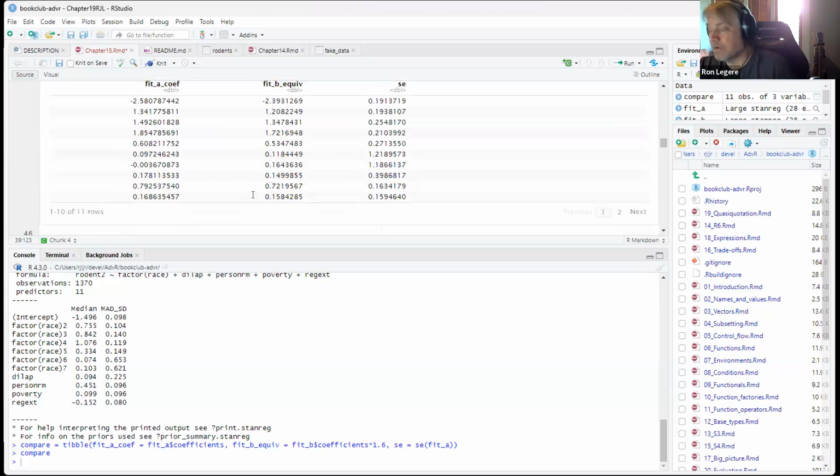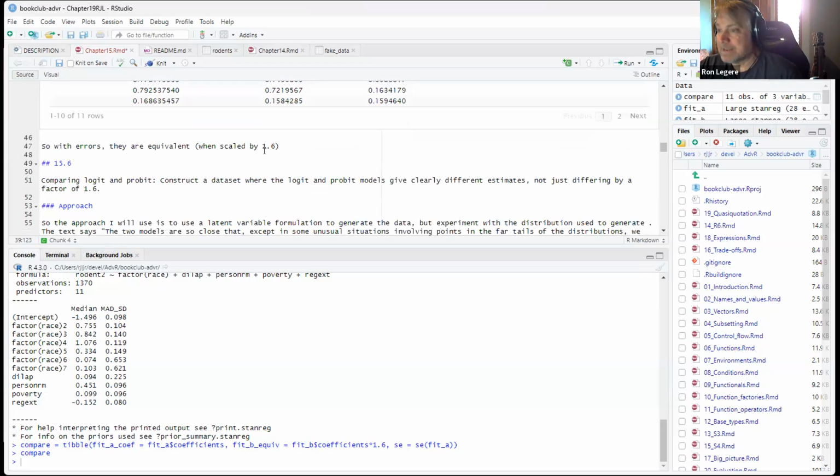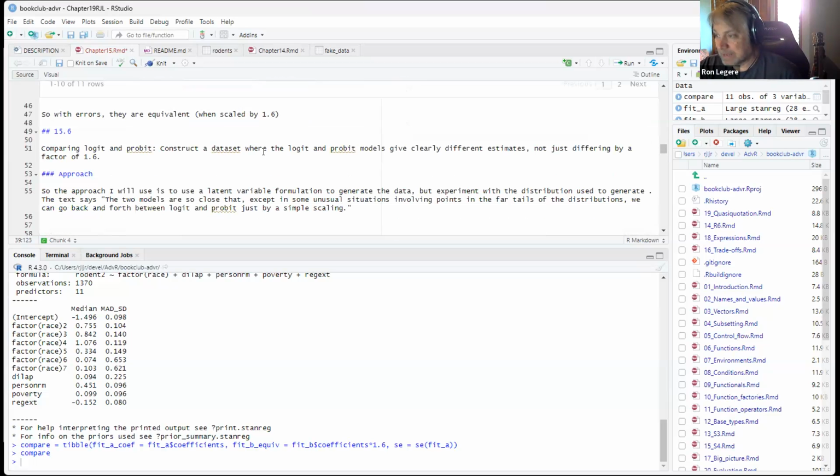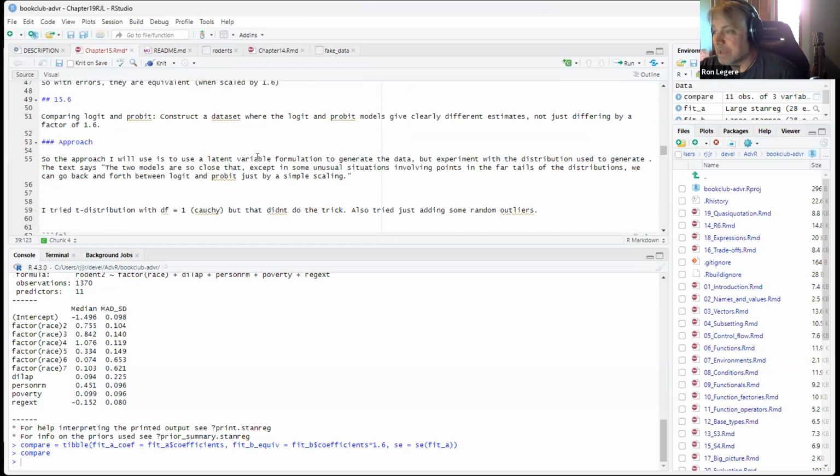Within the errors, yeah. So that's what you'd expect when you compare the probit and the logit. And so the next problem was, okay, fine, come up with something where that doesn't work, where the probit and logit give different answers, or different answers beyond a factor of 1.6. And I tried a lot of different ways to do that.